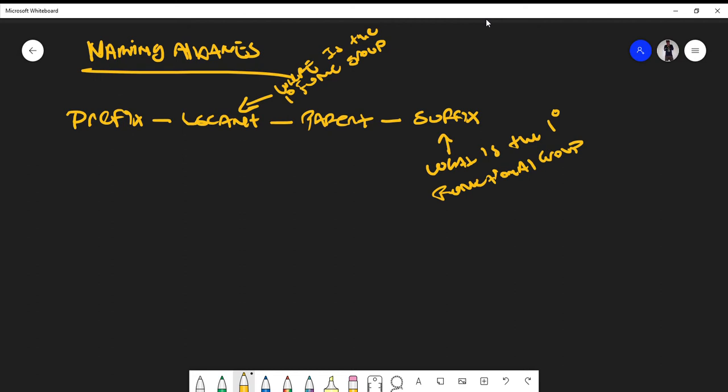Now, the prefix. The prefix tells us essentially where and what, right? So where and what are these substituents? Substituents just mean any branching. So again, the prefix tells us where and what are the substituents.